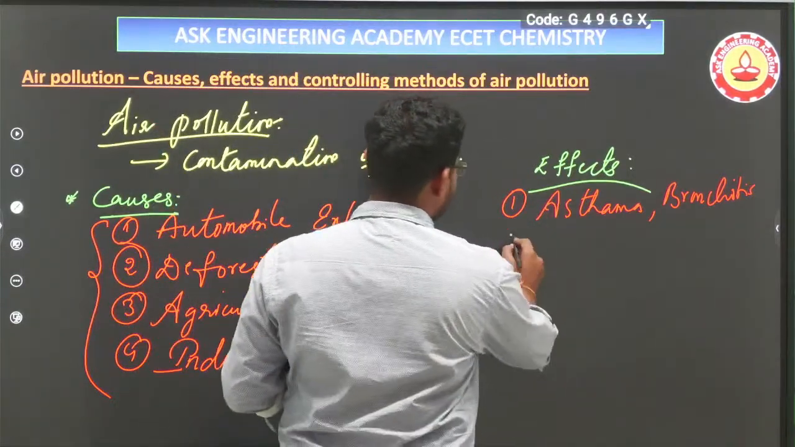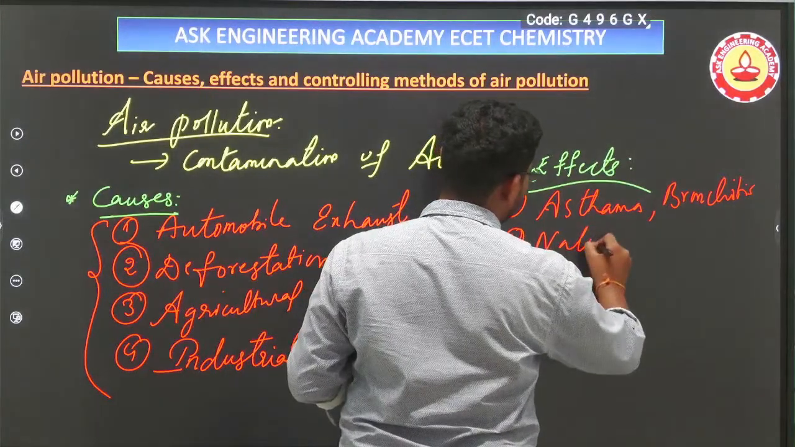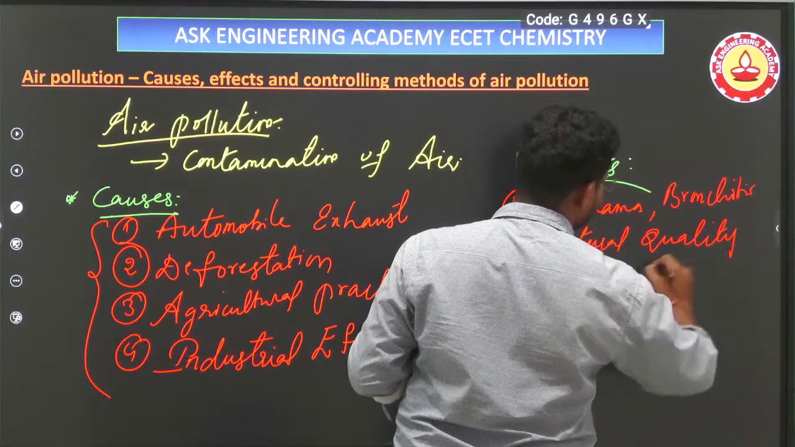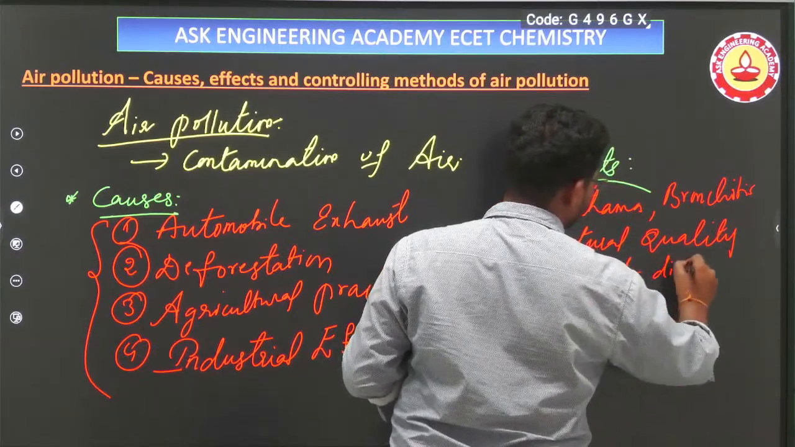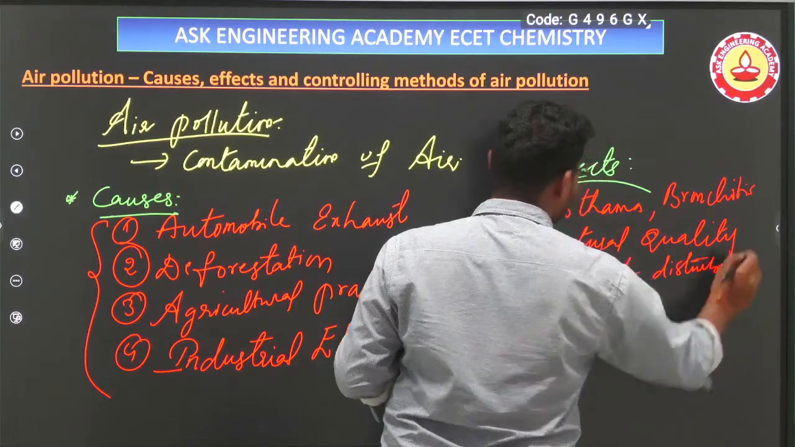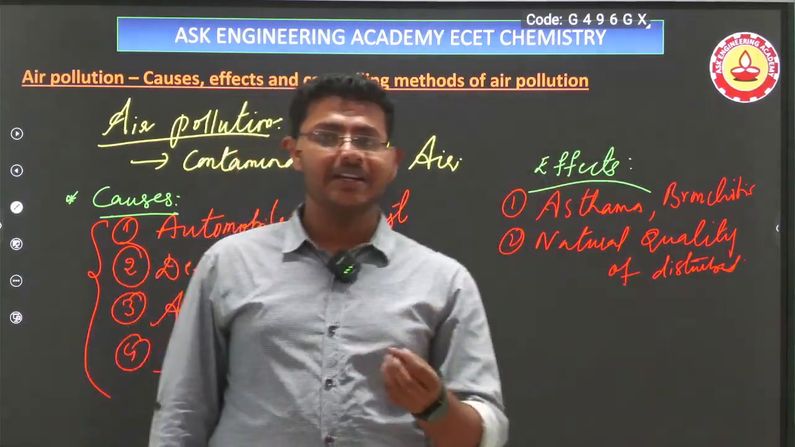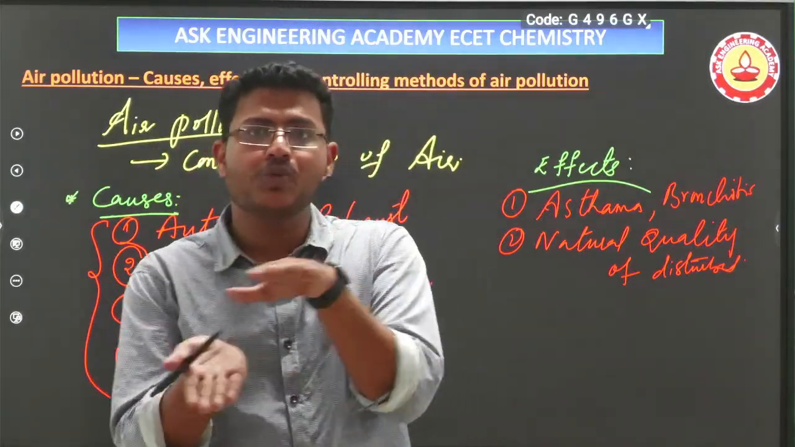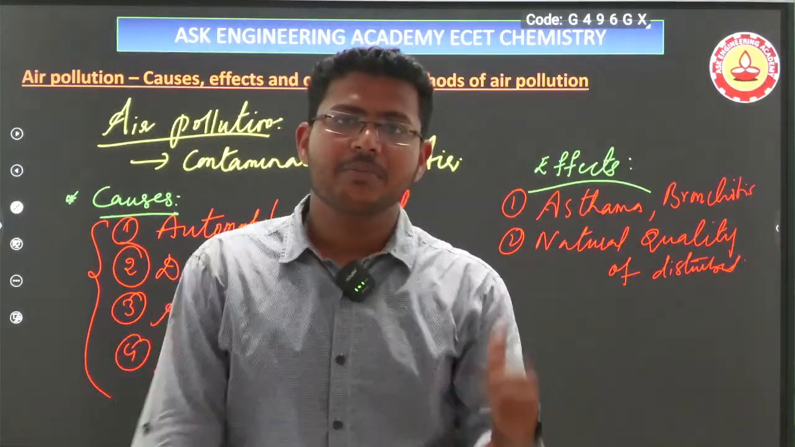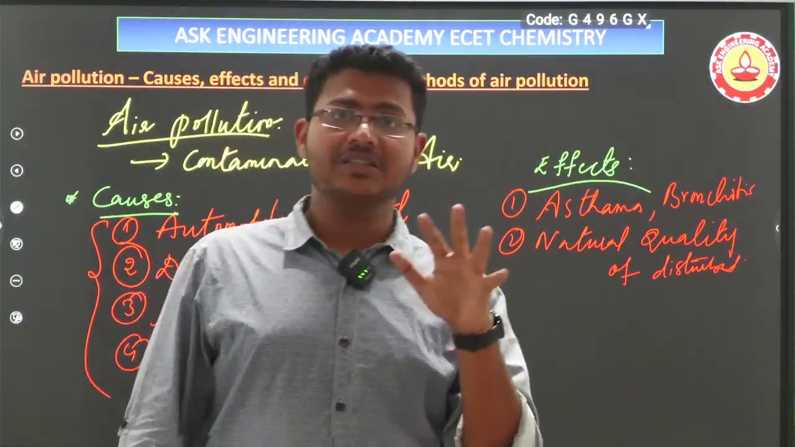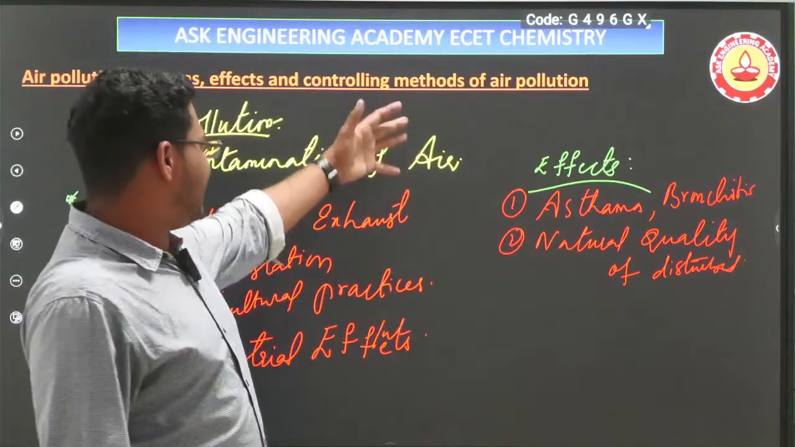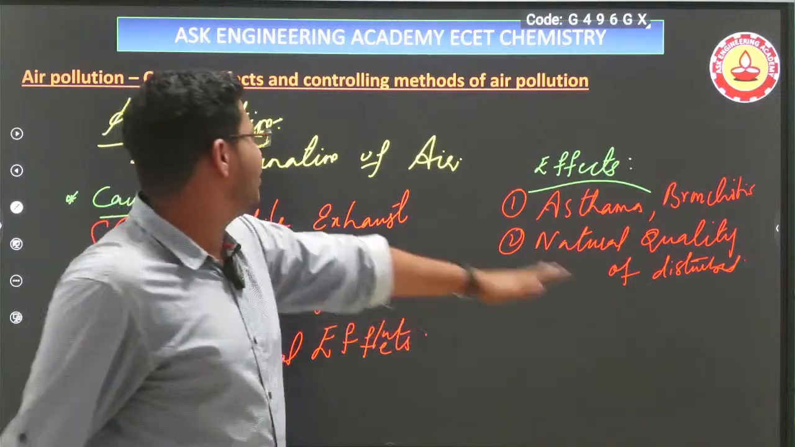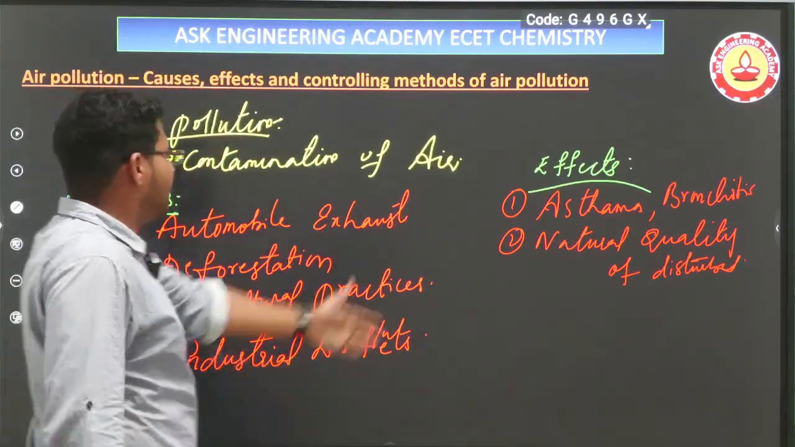The second one is that the natural quality of air gets disturbed. Natural air, because of contaminants, loses its natural or pure quality because of the interaction of these air pollutants in the atmosphere. Various respiratory diseases, skin allergies and everything will happen because of this air pollution. These are the causes, and these are the effects.